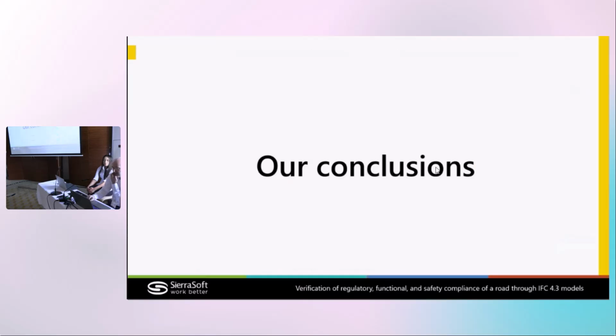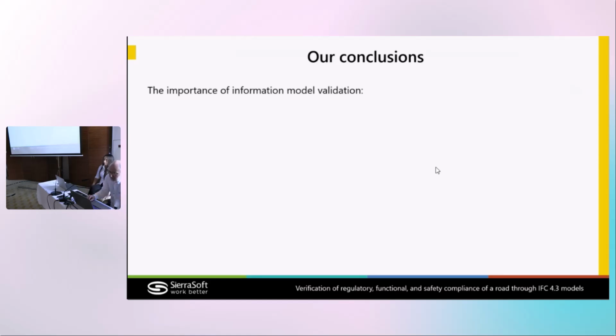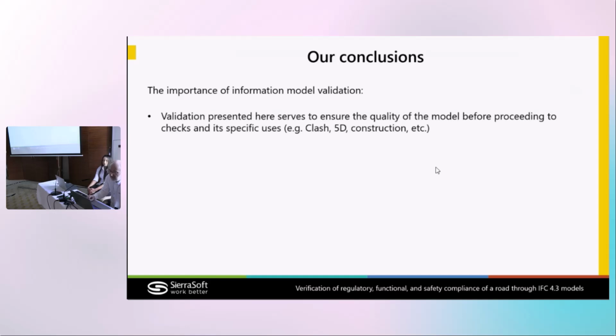Finally, our conclusion. The importance of information model validation. Validation presented here serves to ensure the quality of the model before proceeding to checks and these specific uses. For example, clash, 5D, construction, etc. Validation is essential, especially when the design and modeling software are different.